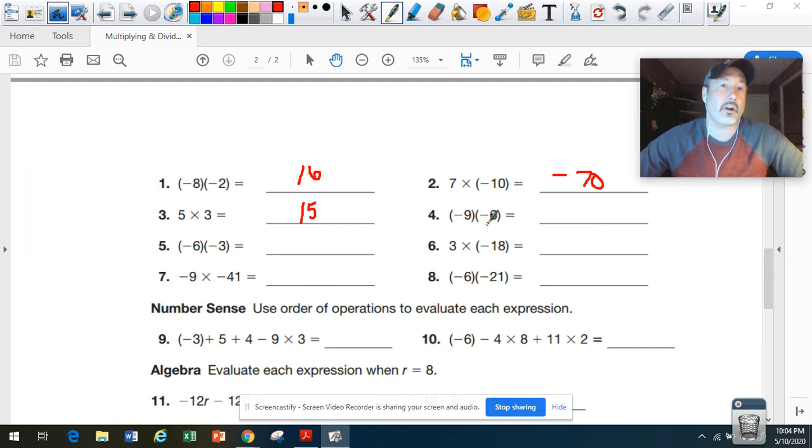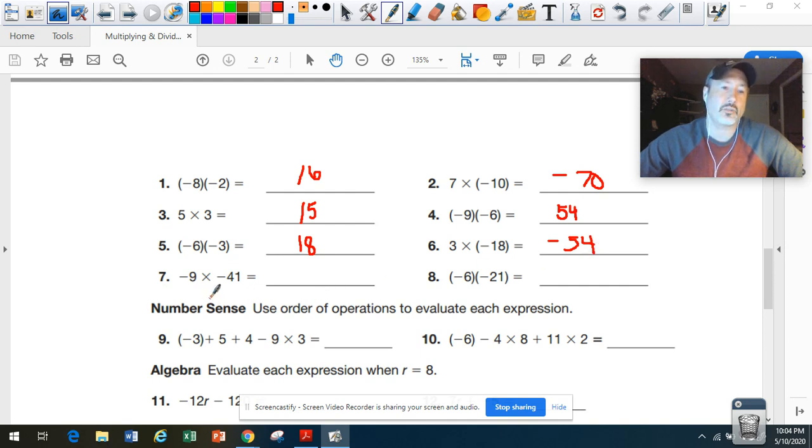Signs are the same. So the answer is positive 54. Okay. Next one here. Number 5. A negative times a negative. Signs are the same. So the answer is going to be positive. So 6 times 3 is 18. Over here, we got positive 3 times negative 18. Okay. So we know it's going to be a negative answer. And 3 times negative 18 is negative 54.